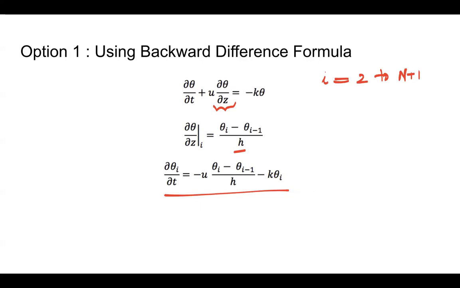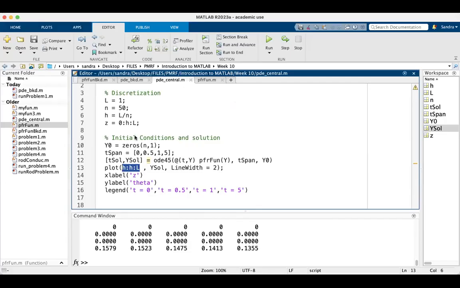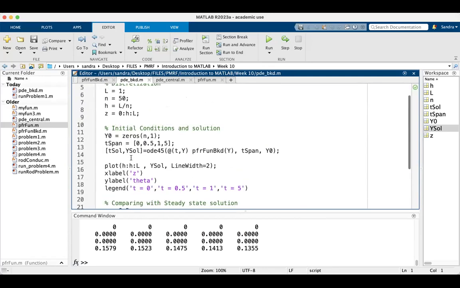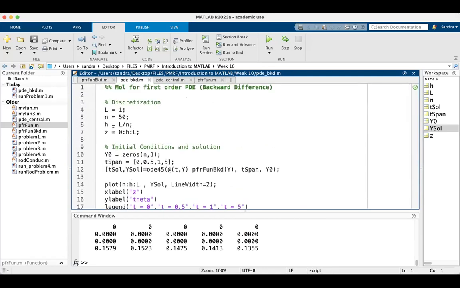Now you'll have to code this. This will be much more straightforward than your previous code. The starting of the question remains the same. You have the length of the rod equal to 1 and the number of intervals with respect to position. I'm making it 50 intervals. My h is equal to L divided by N. My discretization with respect to position is 0 with an interval of h till L.